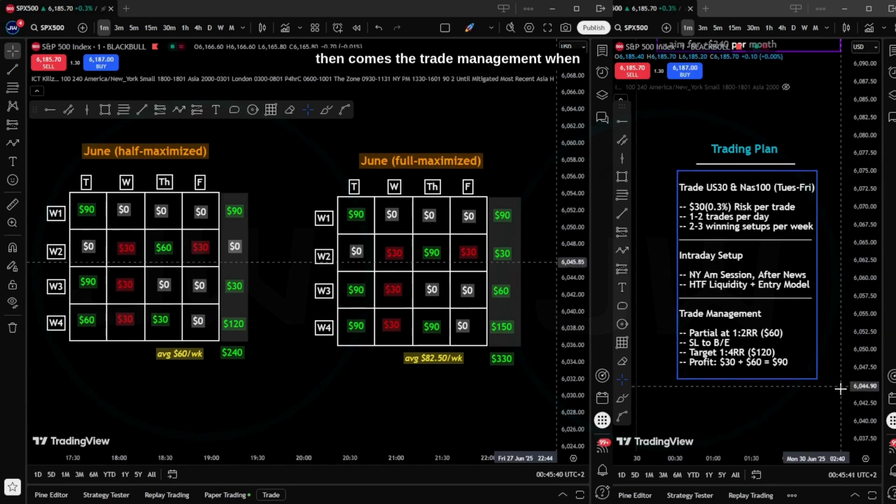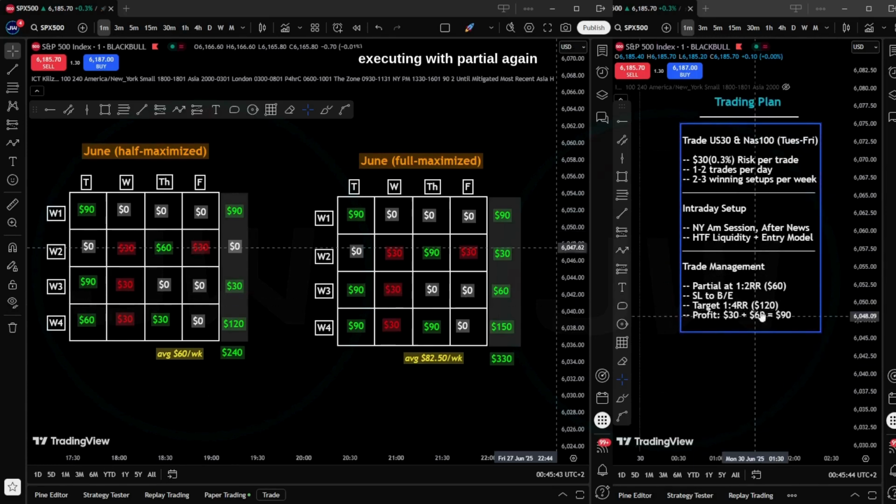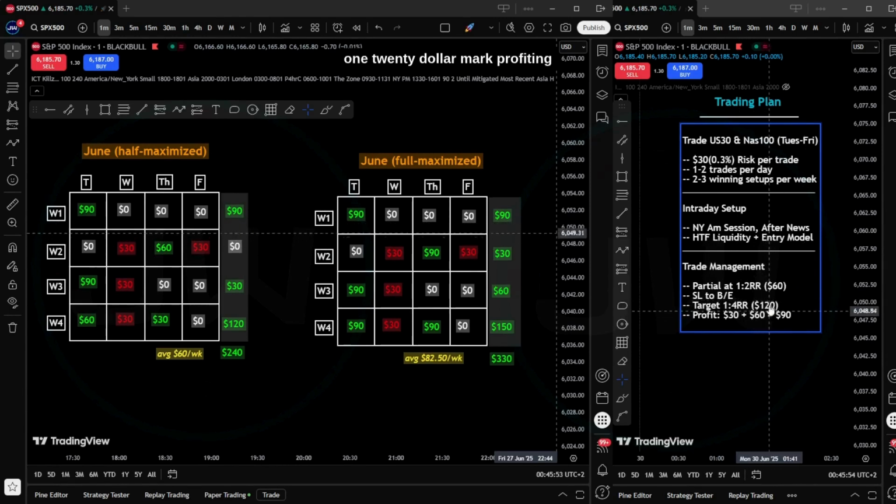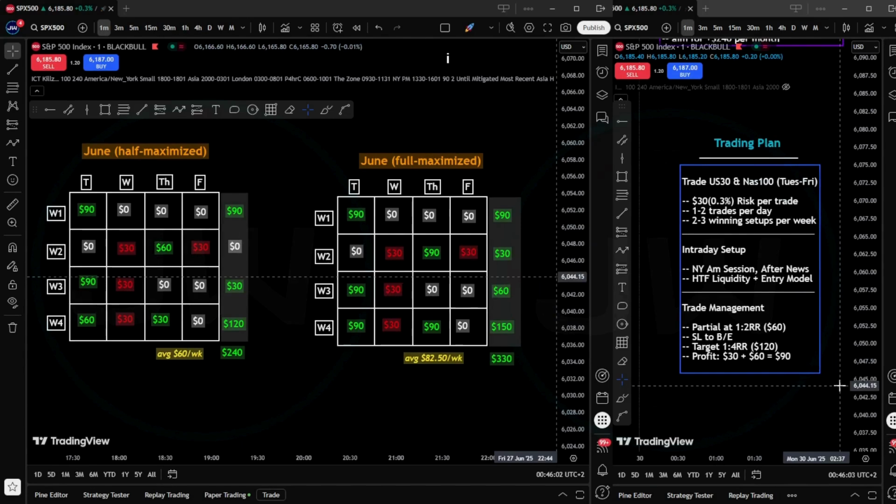Then comes the trade management. When executing, we partial again at 1 to 2 RR at the $60 mark, stop loss to break even, target at 1.4 RR or $120 mark, profiting 90 in total, as we explained earlier. So I hope that makes sense to you guys. I tried to run through everything as quick as possible, but at the same time trying to explain what my plan is going forward. We're not increasing risk, but instead maximizing our profits.